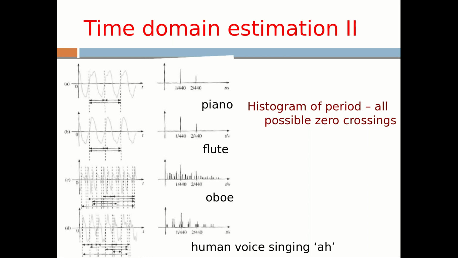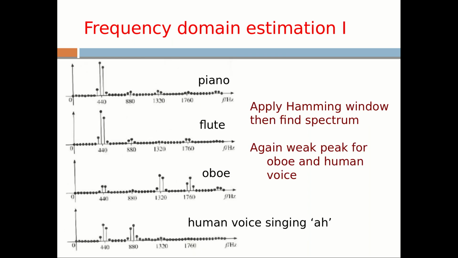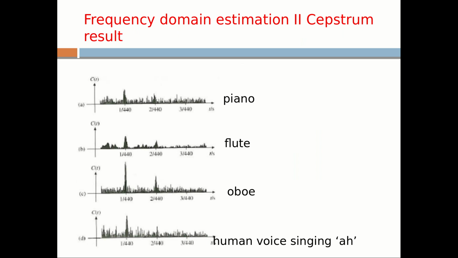Now, let's try to do the same thing in the frequency domain. One method we could use would be to apply a Hamming window and then find the spectrum. Again, we see here that we get good results for the first two, but the results for the third and fourth are bad. To improve on this, in the frequency domain, what we use is the cepstrum method. On using the cepstrum method, we get good results for all four musical notes.